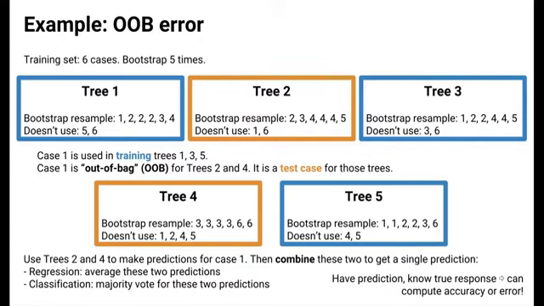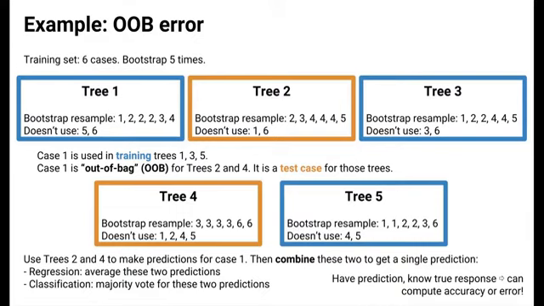Case 1 happens to be out of bag for trees 2 and 4, so it can be used as a test case for those trees. So what we do in out-of-bag error estimation is we use trees 2 and 4 to make predictions for case 1, and then we combine these 2 predictions in order to get a single prediction, as we discussed before. So in a regression setting, we average these 2 predictions, and in a classification setting, we take the majority vote for these 2 predictions. So we have the true response for case 1.